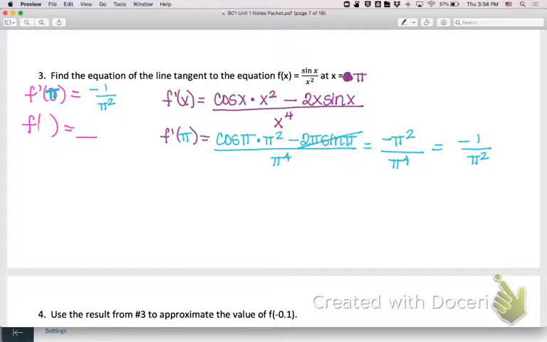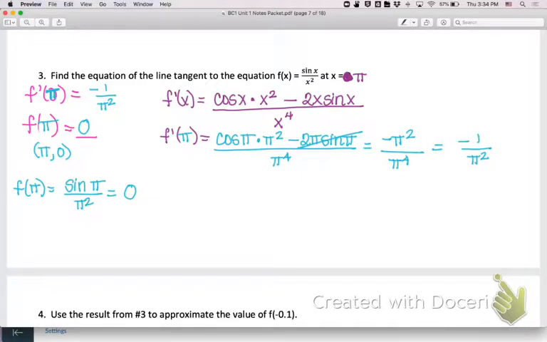And then similarly, we'll change this value to pi. So f of pi is going to give us our ordered pair. f of pi is going to be the original sine of pi over pi squared. Well, the sine of pi, again, is 0, so this whole thing is 0. So that means the ordered pair we want to use is pi, 0.